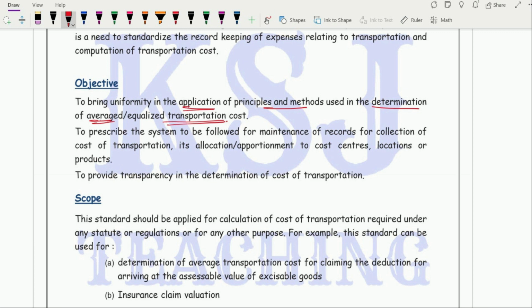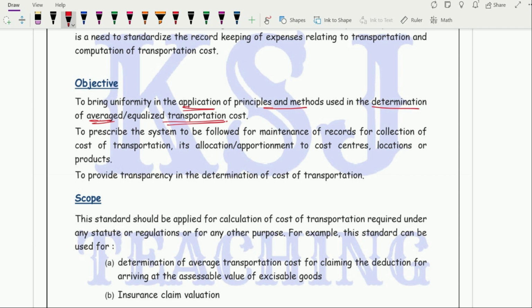On an average, because it can vary from consignment to consignment. It will vary, right? You are procuring goods from Maharashtra and you are procuring goods from Tamil Nadu. The transportation cost will be different because it is dependent upon the distance and weight. There are a lot of factors on which it is dependent, mainly weight and distance.